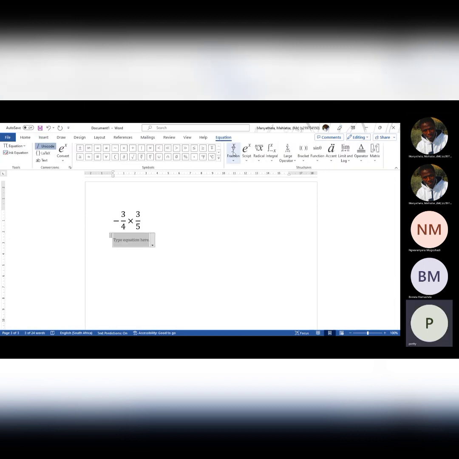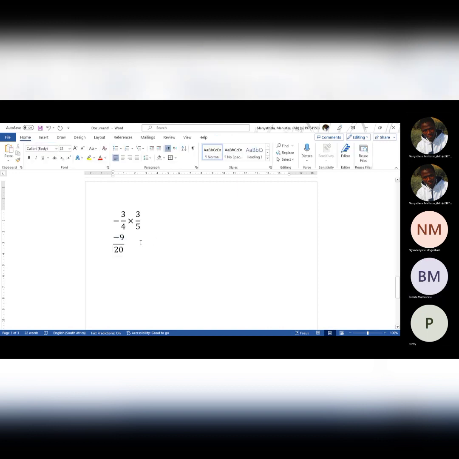Negative 3 times 3... okay, negative something. 4 times 5, I think it's 20. -9. So that equals your answer. The sum to infinity is -9/20.